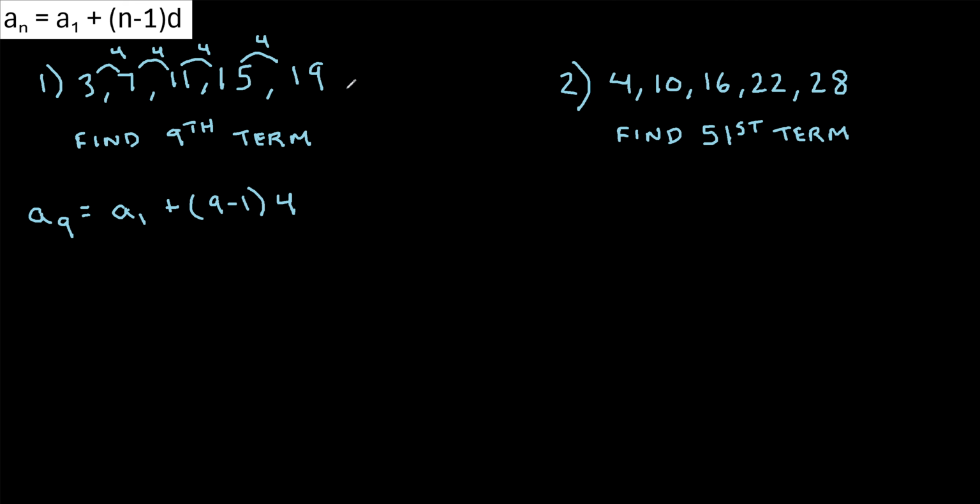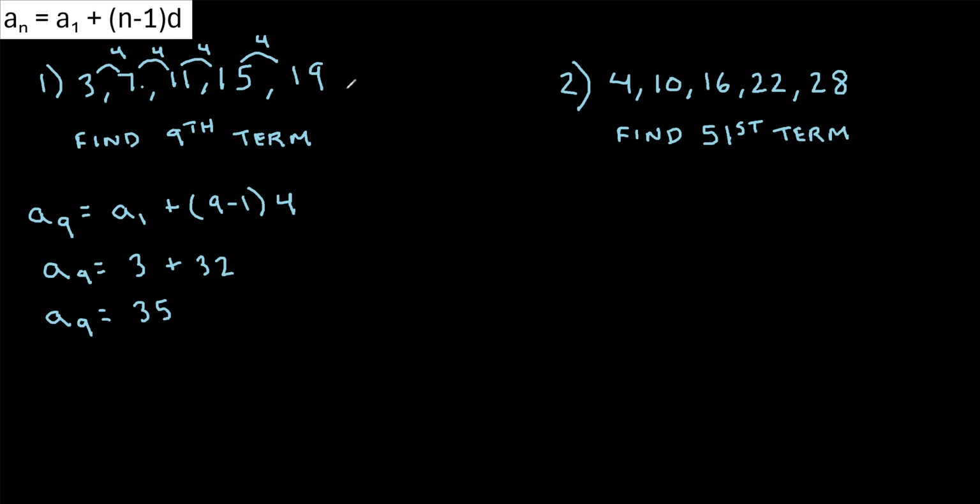Now, a sub 1 is just the very first number in the sequence. So that's 3. So a sub 9, the ninth term in the sequence, is going to be equal to 3, the first number, plus 9 minus 1, that's 8, times 4. 8 times 4 is 32. So a sub 9 is equal to 3 plus 32, that's 35.